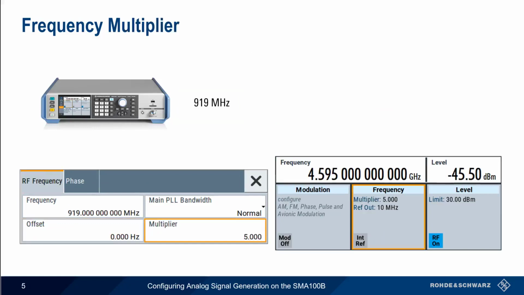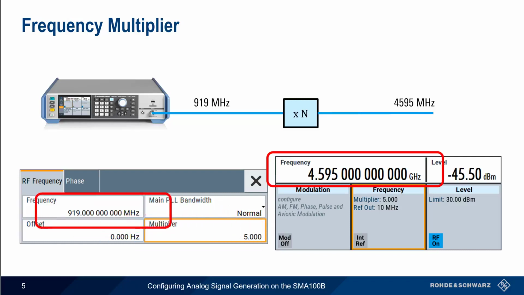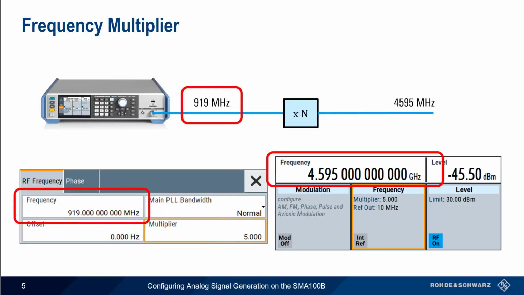The multiplier works in a similar way when we have a downstream device that multiplies the frequency, such as a frequency multiplier. Entering a multiplier changes the frequency value in the status bar. 919 times 5 equals 4595 MHz. But as before, the actual SMA output frequency does not change.